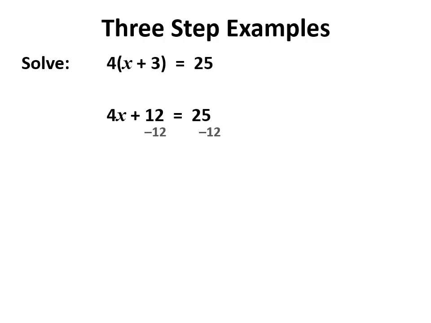Then the next step, we have unknown on the left, we want numbers on the right, so we're going to take away the 12. Here we are, we have 4x is equal to 13, and we divide away from the x, so we divide out by 4, x is equal to 13 over 4. Expand the brackets, unknowns to one side, numbers to the other side, and divide out.